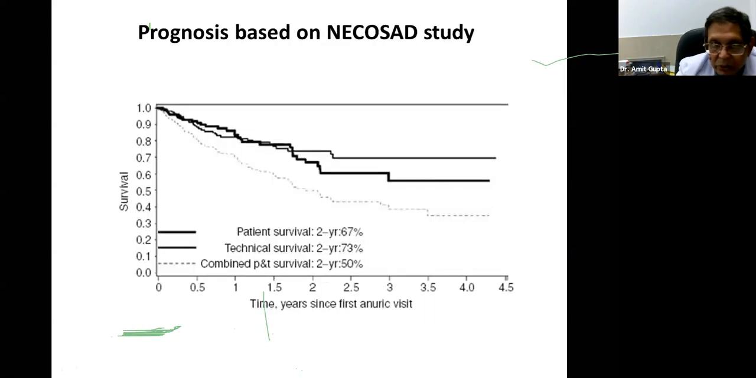And again, they showed that in anuric patients, patient survival was about 67% at 2 years. The technique survival was 73% at 2 years. And when they combined the patient and technique survival, this was about 50% at 2 years. This was in anuric patients.